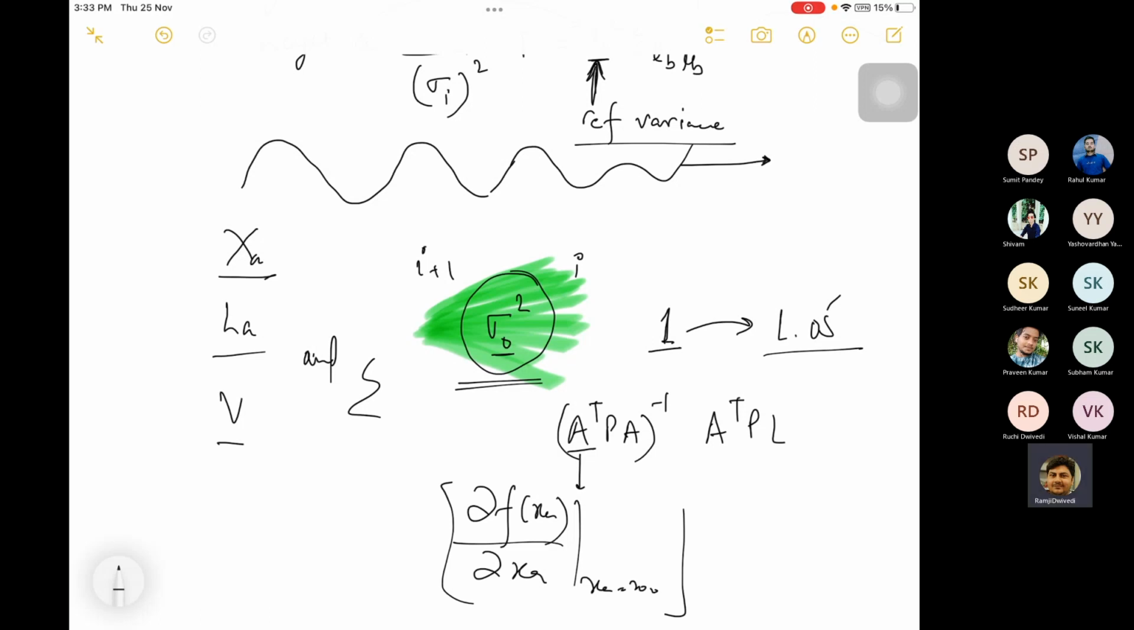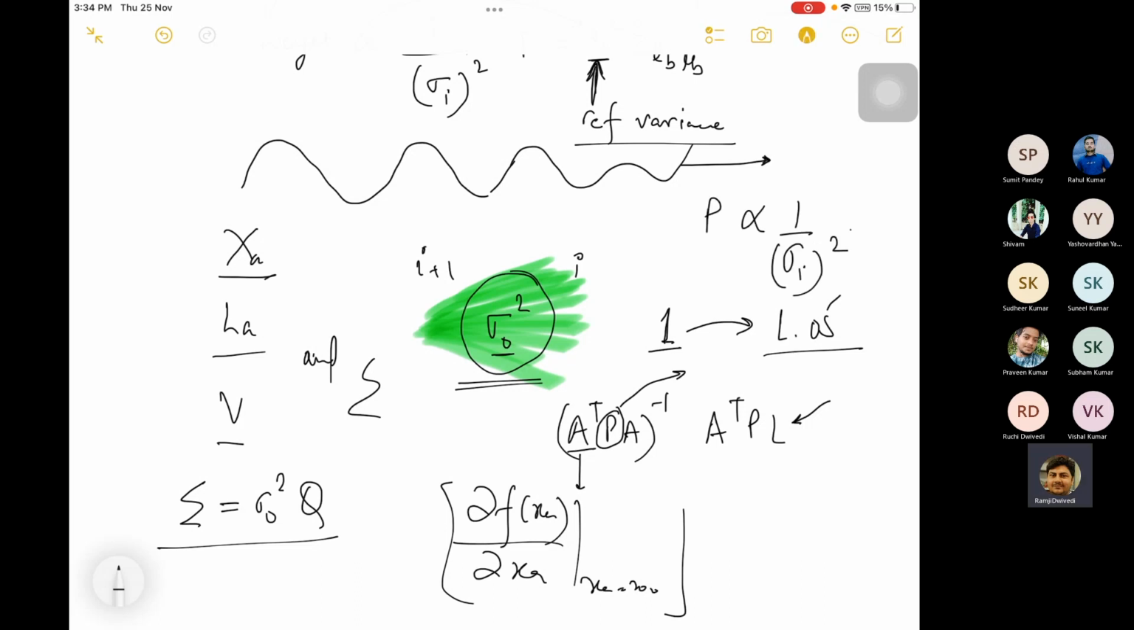Sigma naught square is written where? When you write Sigma is equal to sigma naught square Q, here it is written. Okay. So you do not have any influence on A, you do not have any influence on L, you only have this influence on P. Why? Because P you generally estimate from variance square, and in order to remove that proportionality sign, you use sigma naught square. So if you change the value of reference variance from 1 to 1.05, the associated change will only happen in this P. Okay, the weight will change.